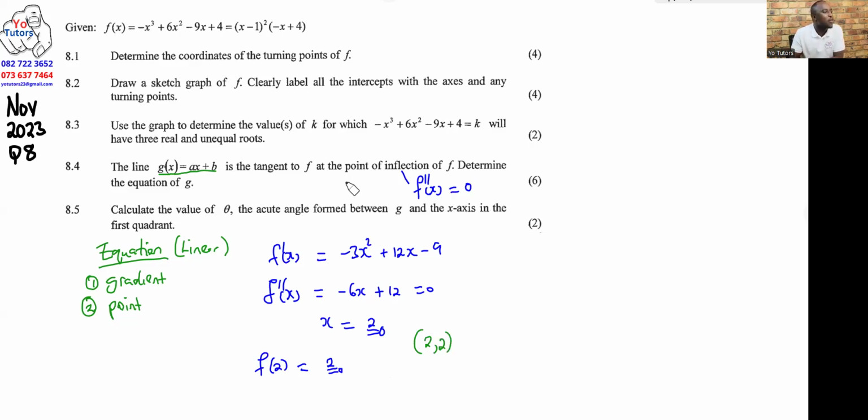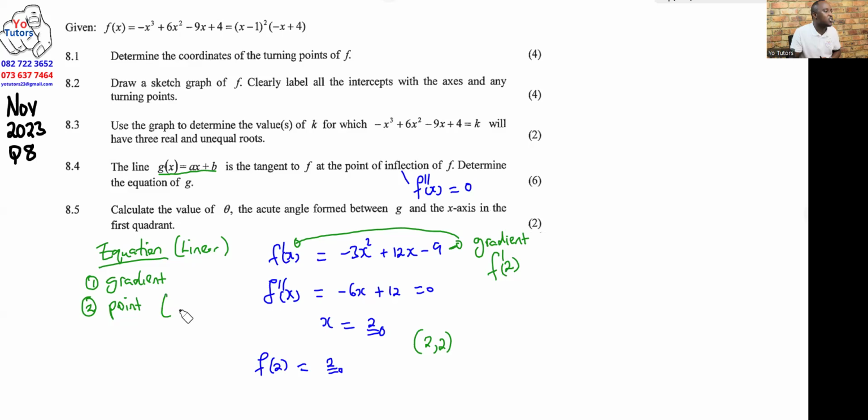Now, once we get a point, we now need the gradient. But how do we get the gradient? Remember, the first derivative of anything represents your gradient. So this first derivative represents the gradient. What are we going to do? We're going to substitute into the first derivative to find the gradient. We're going to substitute 2, because we are now looking for the gradient.